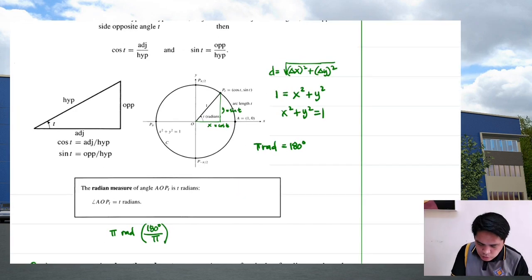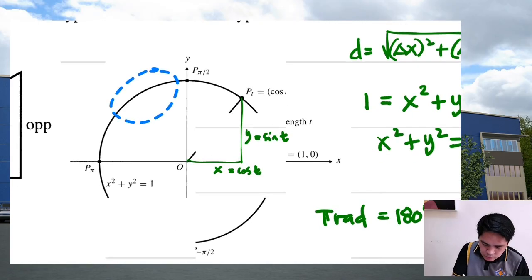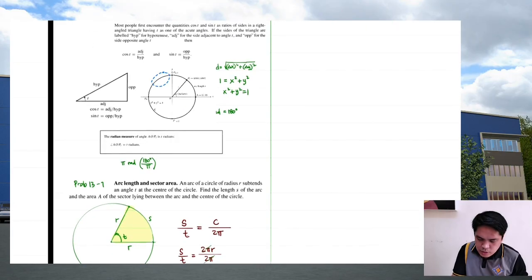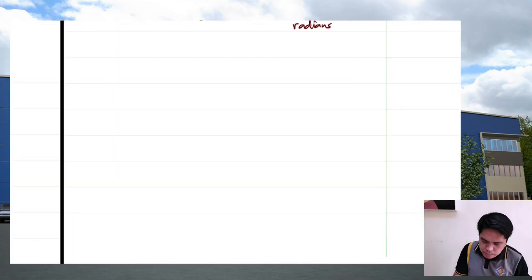Now, looking back at this circle, let us first draw some generalizations. So let me copy this and paste it right here.